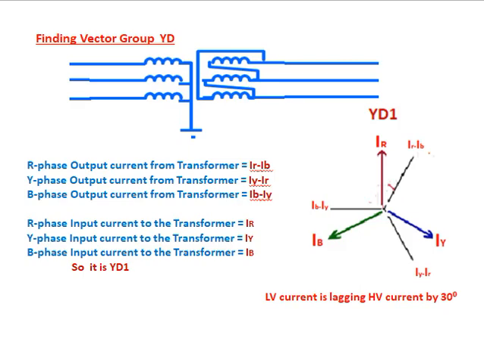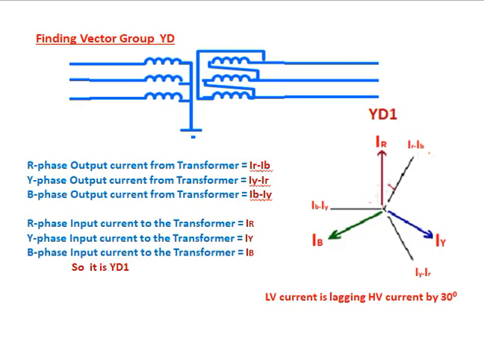R phase input current to the transformer equal to IR. Y phase input current to the transformer equal to IY. B phase input current to the transformer equal to IB. You see the diagram. IR, IY, IB is the HV current. The IR is considered as a reference. IR minus IB, IY minus IR, IB minus IY is LV current.